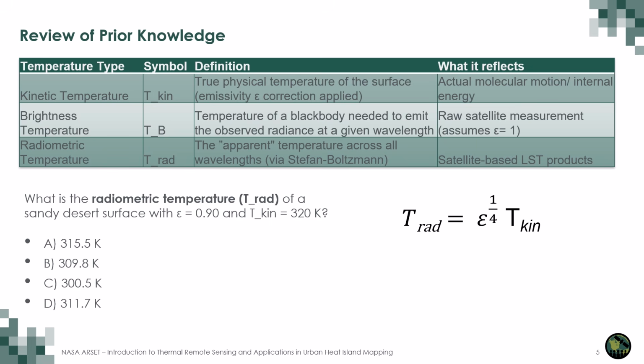Let's do a knowledge check with a numerical example. What is the radiometric temperature of a sandy desert surface with emissivity equal to 0.9 and kinetic temperature equal to 320 Kelvin? Take a minute or two to work this out on your own before I walk through the answer.